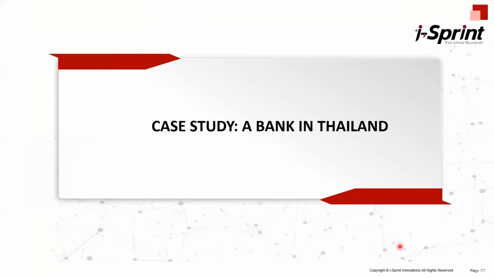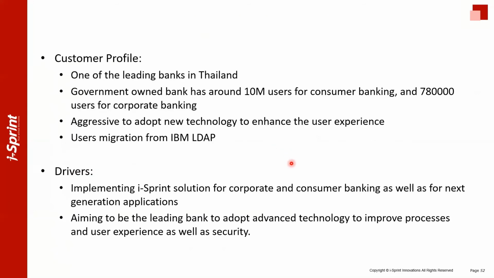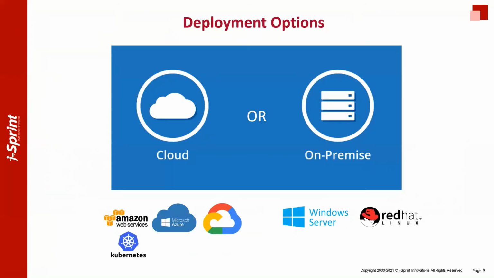This is another second case study, which is a bank in Thailand. So almost the same, but they are using a hardware token OTP, and they also have a Thales HSM for the ATM PIN translation. Okay. So this is the customer profile. It's one of the leading banks in Thailand, and then pointing to the LDAP, supporting 2 modes, cloud and on-prem.